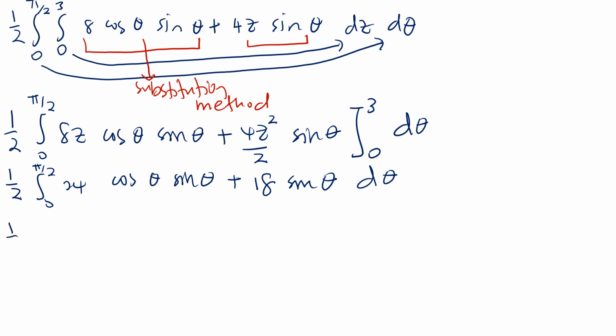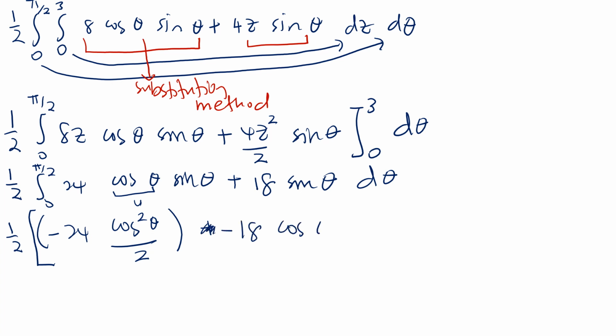This one will use the substitution method. So I take cos theta as u. Differentiating u, I get a negative sign. So I will get negative 24 cos squared theta over 2 plus, integrating sine is negative cos, so negative 18 cos theta, from 0 to pi over 2. And remember, you have to substitute the limits using radians. Okay, use radians. Then you will get the final answer, which is 15.